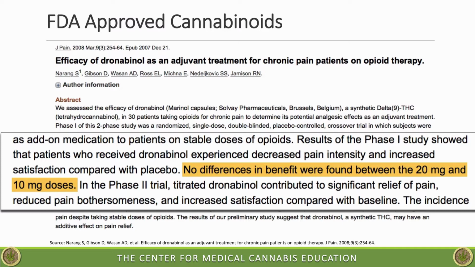It is popular to believe that the effects, both the therapeutic and the adverse effects, are different when you are comparing a synthetic to a natural compound, and when you are comparing an isolate to a whole plant extract. And we will touch a little bit on this in the slides ahead.